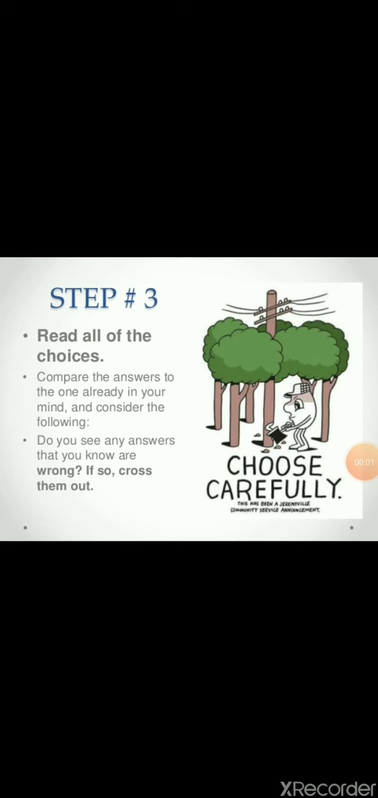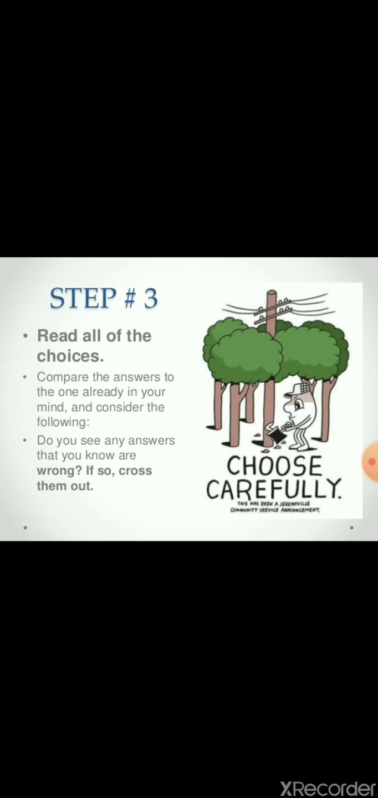Step 3, we are moving ahead. Read all the choices. Even though you got your answer in the paragraph, for example some facts you got in the paragraph, still you are supposed to read all the options. Anything can be changed. So compare the answers to the one already in your mind. Suppose you have decided this is your answer, and consider the following. But don't think that this is my answer, so there is no need for me to read all the options. This is purely incorrect. You need to go through all the options before writing your correct option.